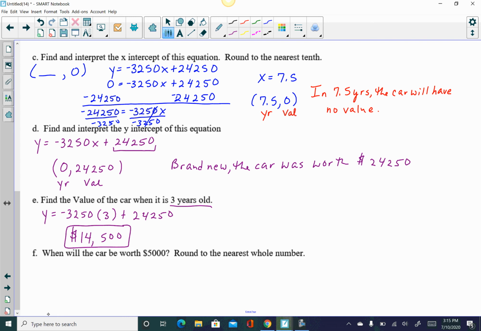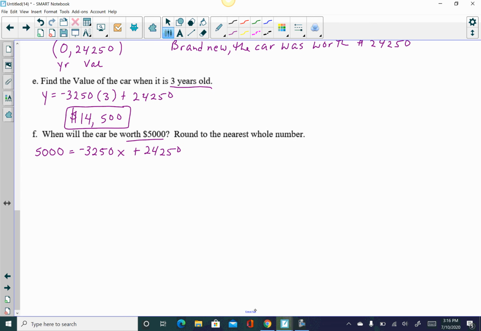And then lastly, in part F, it wants to know, well, when is this car going to be worth 5,000? It's asking for a when. It's asking for a time. That means we're going to be solving for x. They're giving us a value. Values go in for y. So 5,000 equals negative 3250x plus the 24,250. We want to solve for x. To get closer and closer to getting this term all by itself, we're going to subtract the 24,250.